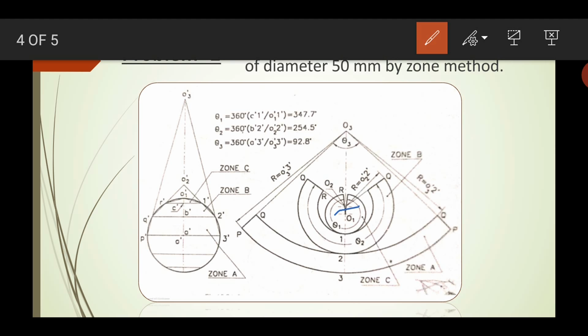Zone B and zone A and zone C. So o dash to 3 dash, o dash to 3 dash will be the length of. Anyway, I hope you understand about this problem. Total length and all these things, I think you will understand.